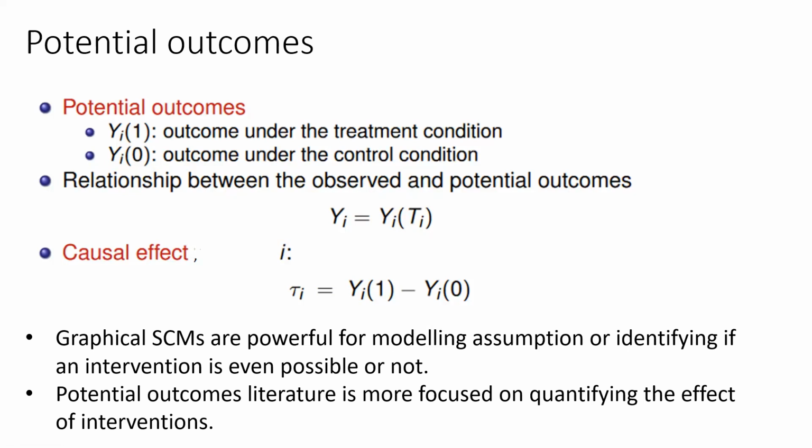So causal reasoning in the potential outcome framework depends on obtaining an estimate for the joint probability distribution between the outcome under the treatment condition and the outcome under the control condition.